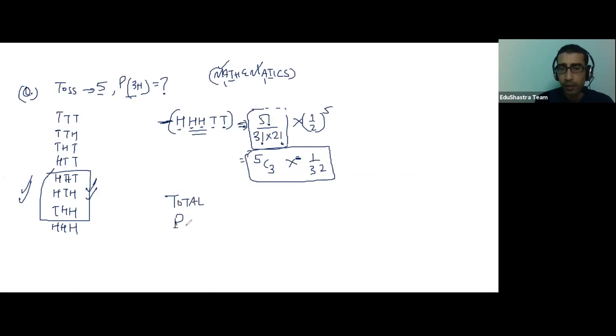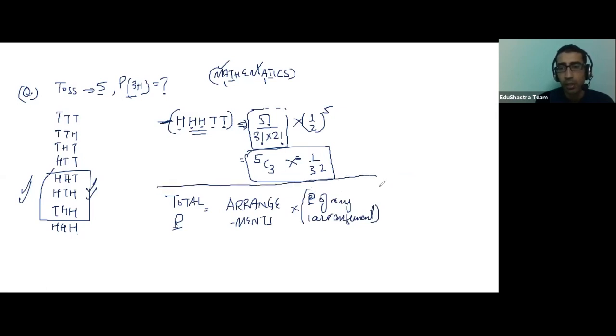Therefore, what I recommend you do in such questions is that your total probability is always going to be the number of arrangements possible into the probability of any one arrangement. That is what we've been doing in the last 2 questions. Calculate the number of arrangements, multiply that with the probability of any one arrangement, and you get your answer, 100%. Is this clear?